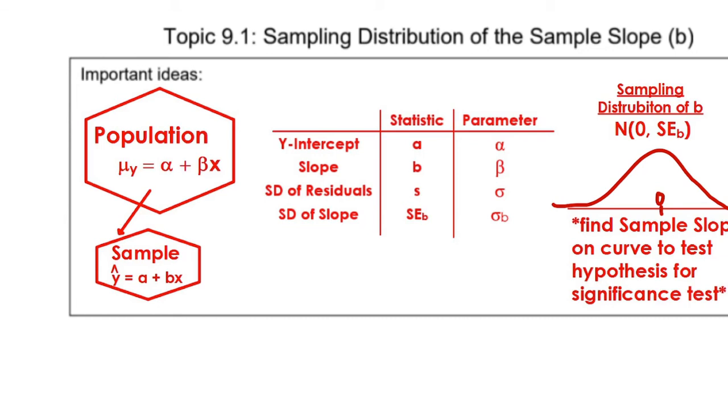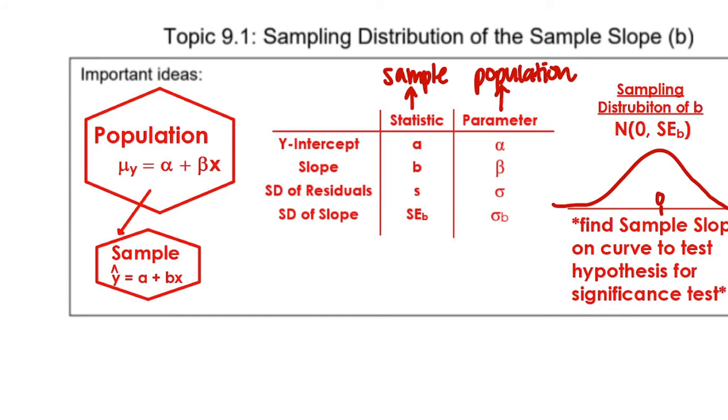and this is the population LSRL. So the mu of y equals alpha plus beta x. Remember, we use Greek letters to represent population values. And then the sample version of that is what we're used to getting, y hat equals a plus bx. So for our table here, we have statistic and parameter. Remember, statistic is from a sample, and parameter is from a population. So these are all Greek letters, and these are all regular letters.